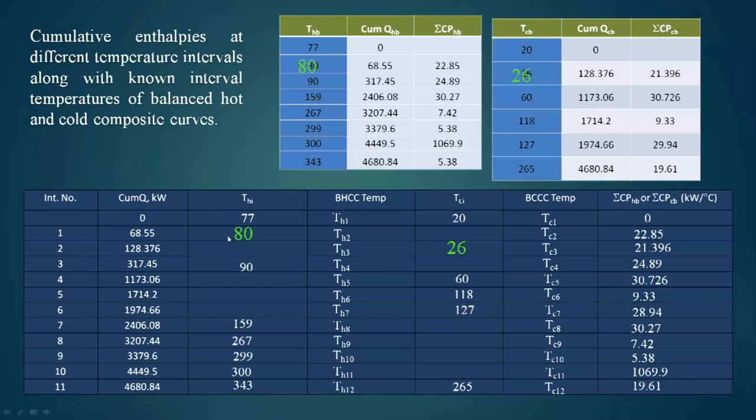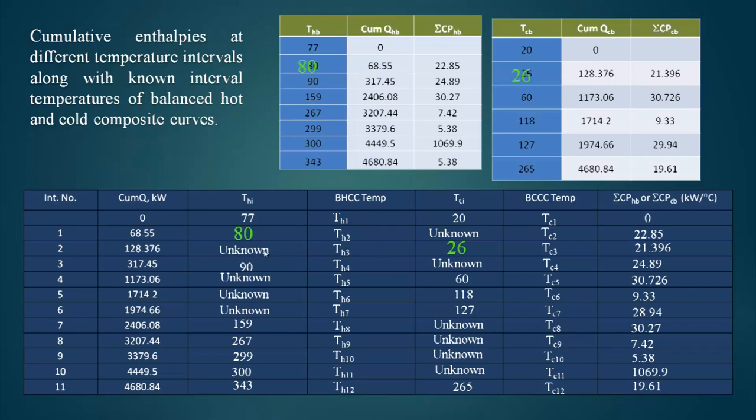For example, at 80 degree centigrade of hot stream temperature, the value of the summation CpHB is available, which has been taken from here. Similarly, for 26 degree centigrade of the cold, the value of summation Cp CB is taken here as 21.396. That means, wherever the temperatures are available, we have taken the values of the summation of Cp HB or Cp CB wherever possible.